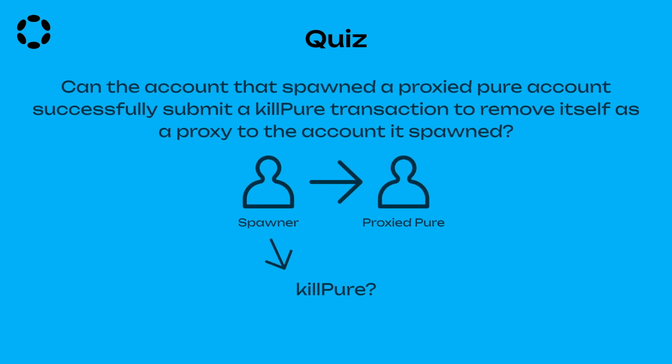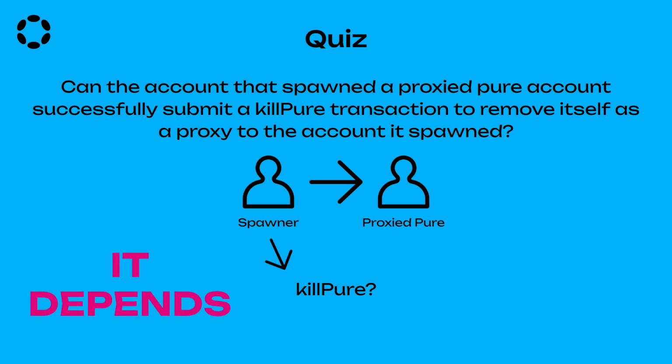Question: can the account that spawned a proxied pure account successfully submit a kill pure transaction to remove itself as a proxy to the account it spawned? Answer: it depends. Remember, the kill pure transaction must be submitted on behalf of the proxied pure account. If the spawner does not wrap the transaction inside of a proxy transaction, the kill pure will fail.